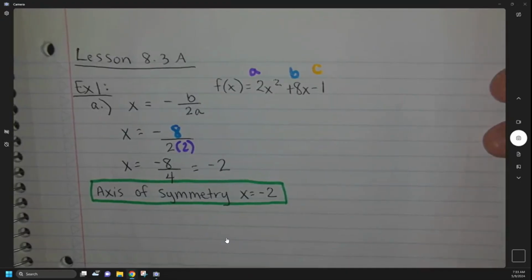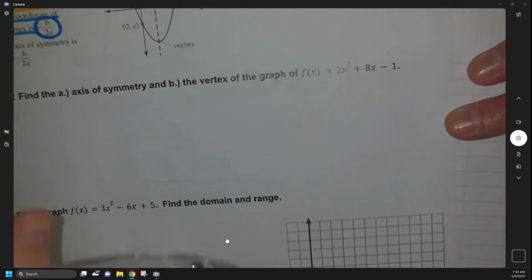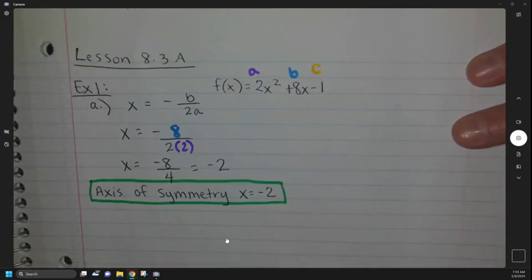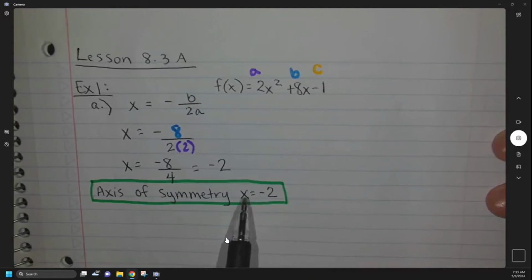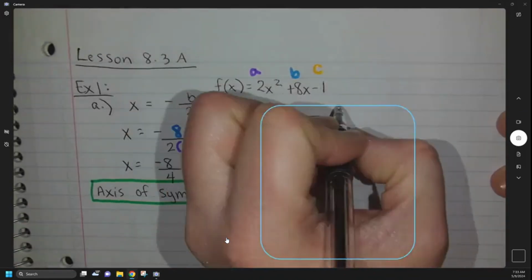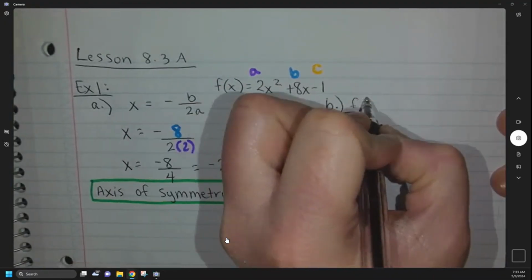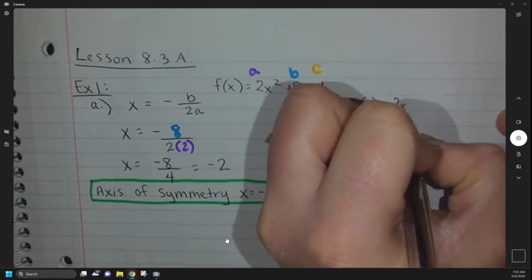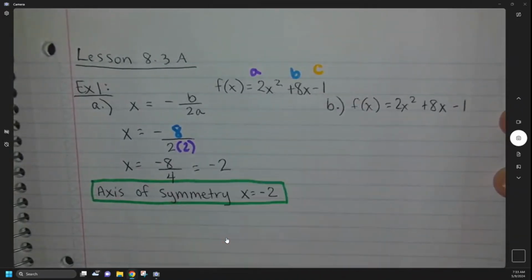Okay, so part B said we have to find the vertex of the graph. So to find the vertex, we already know now that the x value from our axis of symmetry is negative 2. So I'm going to take that and plug it into my equation for x so that I can find out what the y value is for my vertex. So we have f of x equals 2x squared plus 8x minus 1. We're plugging in negative 2 for x.